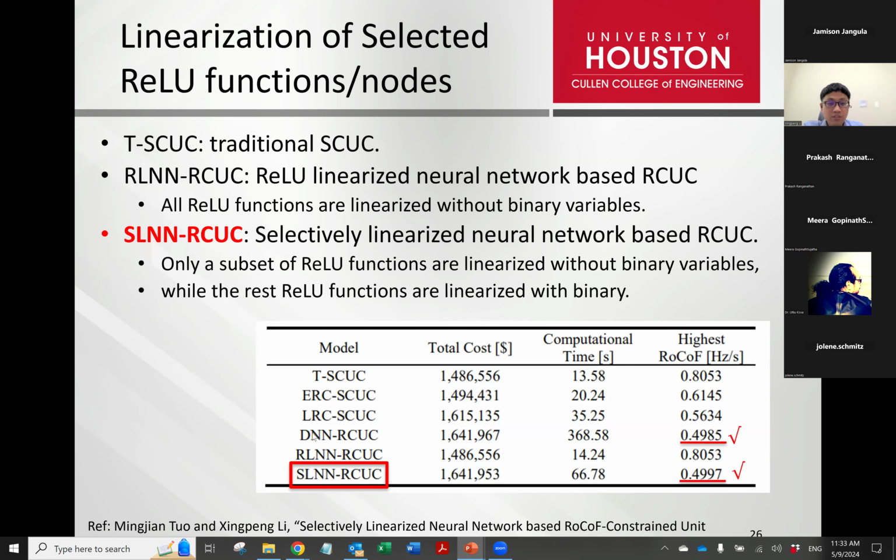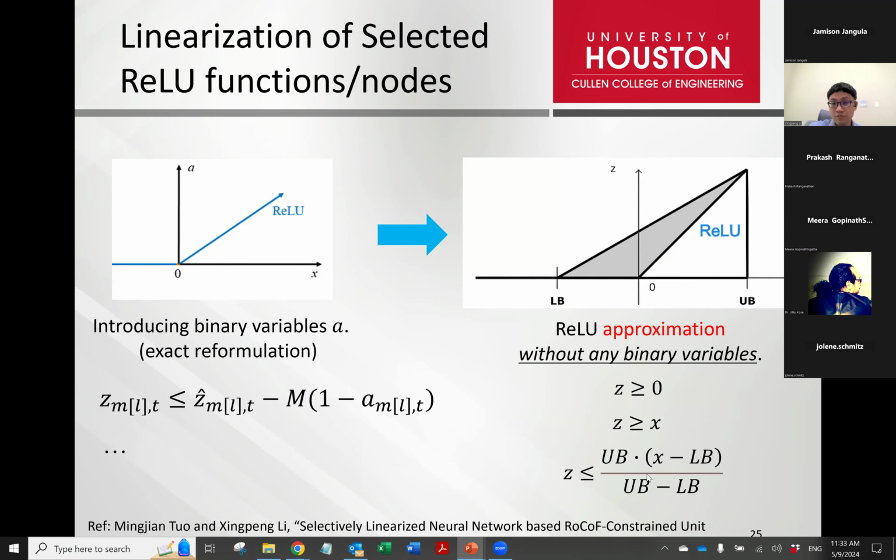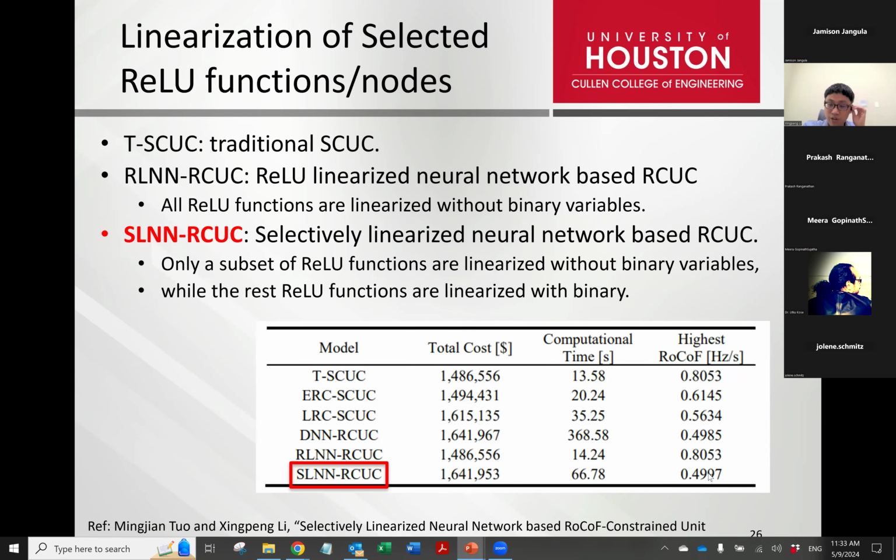This is the model I explained in the previous section. It still achieves perfect frequency stability performance. And when we use this approximation for a subset of selected neurons, we still achieve an almost perfect solution. But you can see we can improve the computational efficiency a lot. This column is the computing time. The first one, T, means the traditional SCUC model. It's very fast, just 13.6 seconds. And when we have the machine learning integrated dynamics-constrained UC model, it now takes 370 seconds. The computing time has increased by a factor of 25.